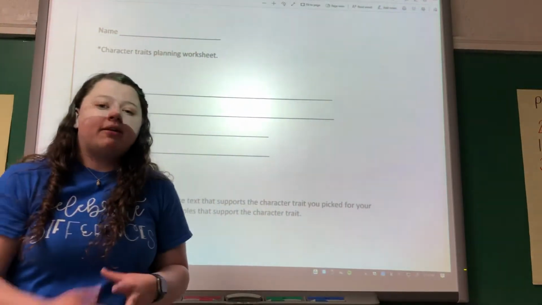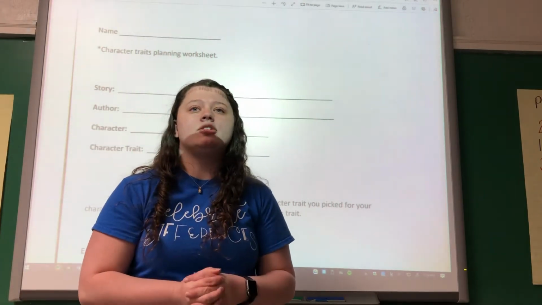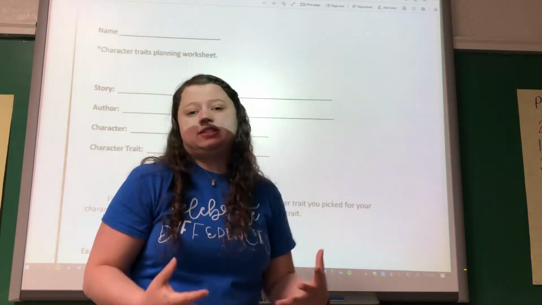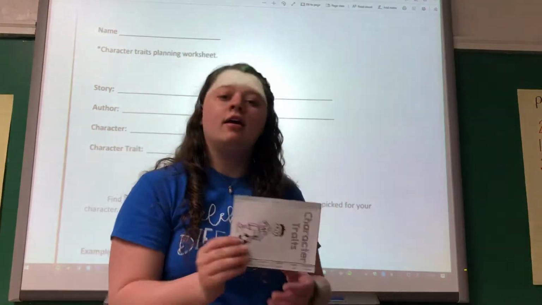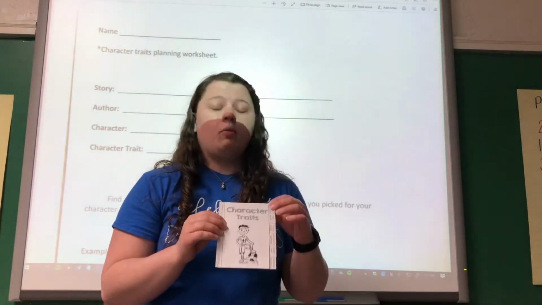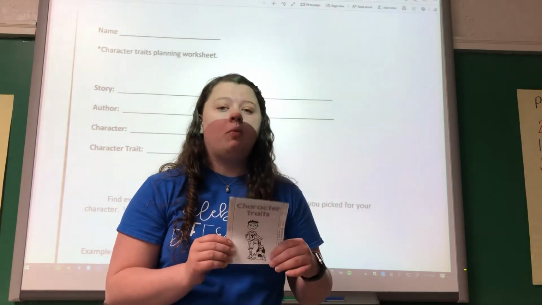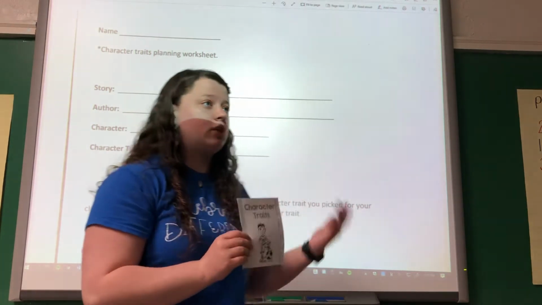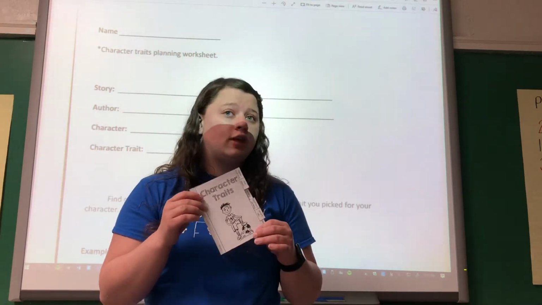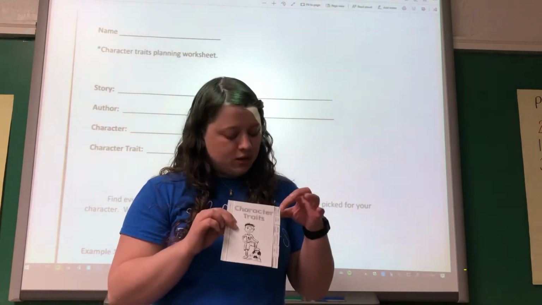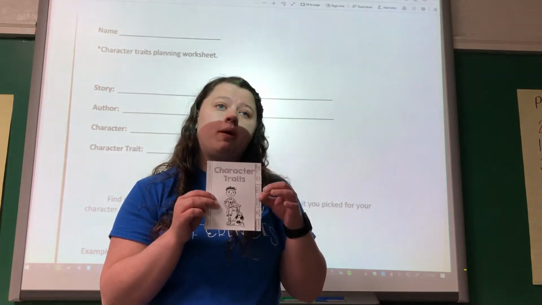So we've talked about character traits before in class, and character traits are anything that a character possesses or has that makes them who they are. So kind of like their personality. One key thing that you're going to want to use when doing your character traits activity is this character traits book that's going to be on Google Classroom for you. So this book is going to be used to help you for what we're going to do.